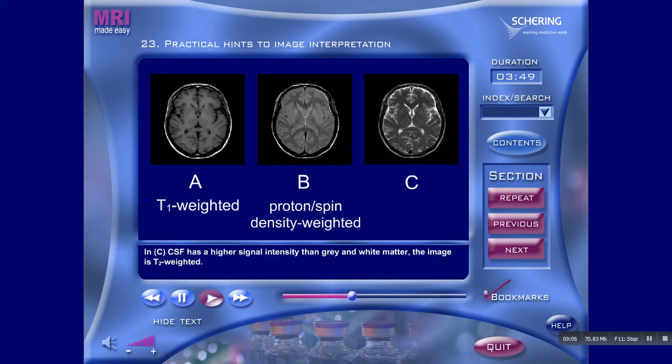In C, CSF has a higher signal intensity than grey and white matter. The image is T2 weighted. These are rules of thumb only. Actually, to be really sure, you'd have to look at two images taken with different imaging parameters. Why?